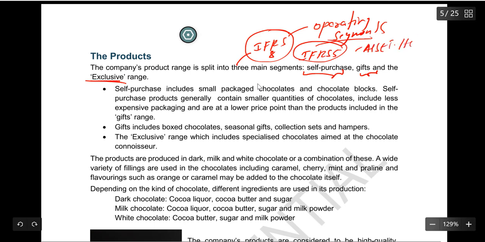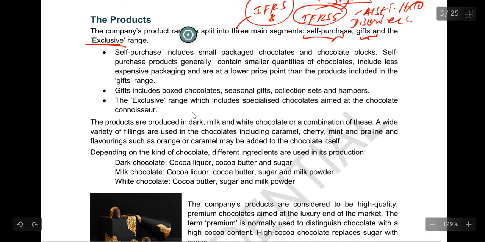So students, just keep that in mind also. There can be discontinuation of operation also. The examiner can ask anything, whatever he prefers. The self-purchase includes small packaged chocolates and chocolate box.